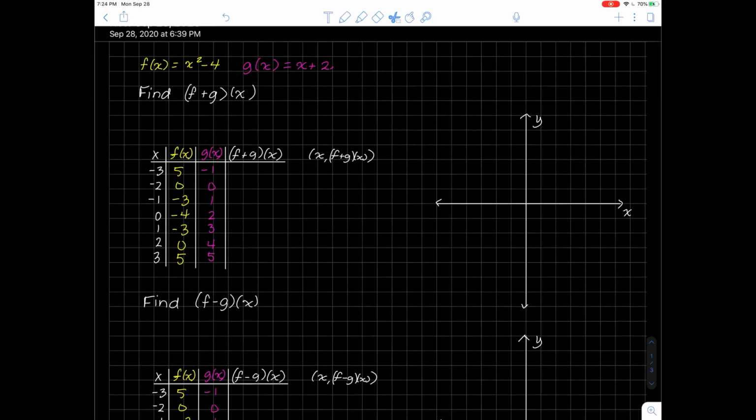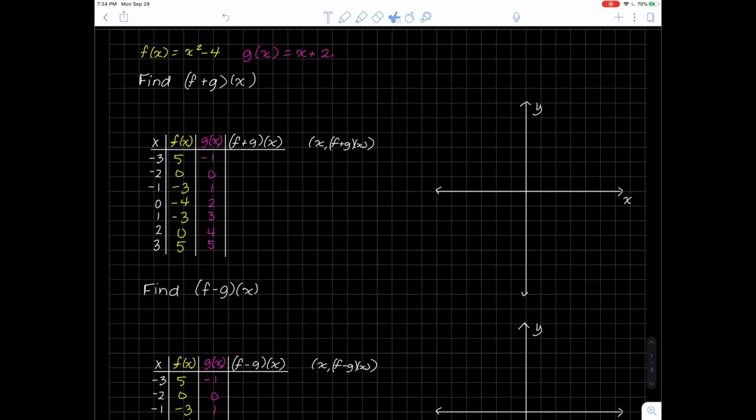Okay, so what we're going to be doing right now is just adding, subtracting, multiplying, and dividing these two functions, the f of x and g of x. But not only are we going to do that algebraically, we're going to do it analytically. So we're going to do it on a table of values, and then we're going to graph the combination, the addition, the subtraction, the resulting function after you add two functions or subtract or multiply or divide. So we're going to look at it in three ways.